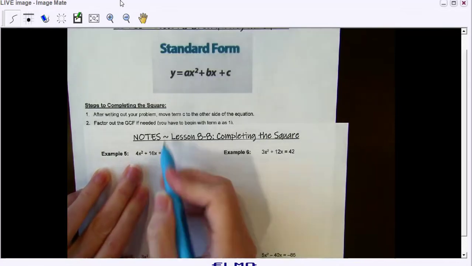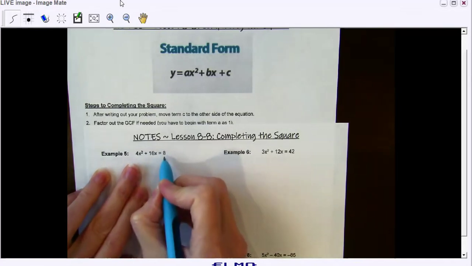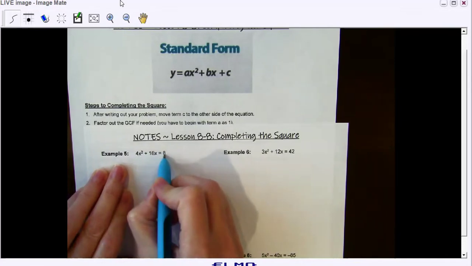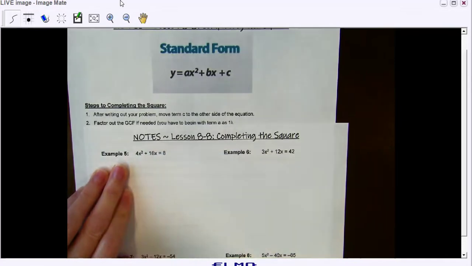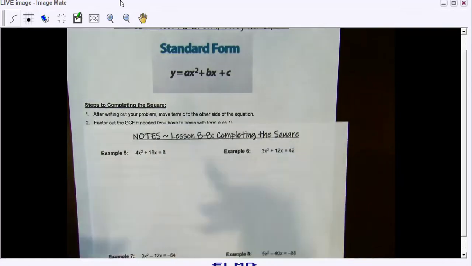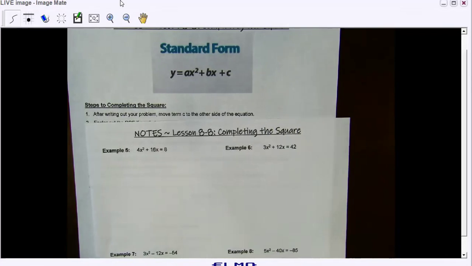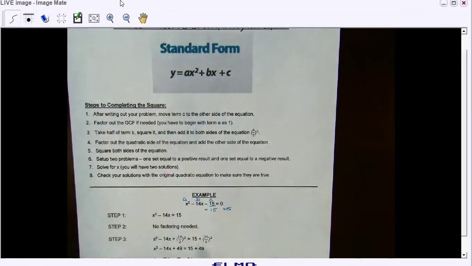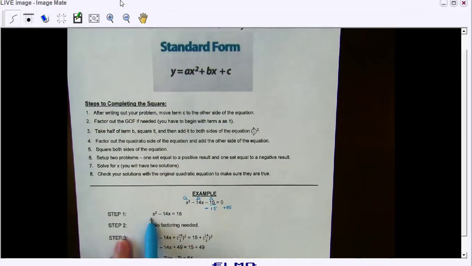But notice that, first of all, term C has already been moved over. But also, you have a GCF here of 4. And so before you would even start this, you would factor out the GCF of 4 and then move on, okay? So let's go back to the example on page 1. In this case, because term A is 1, there is no factoring needed. So we can move down to step 3.